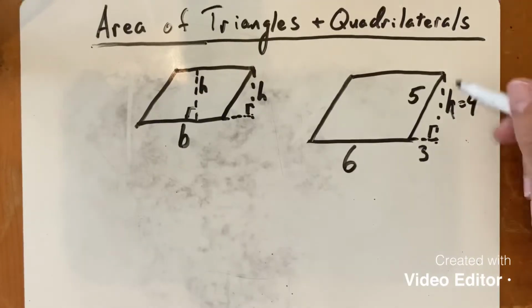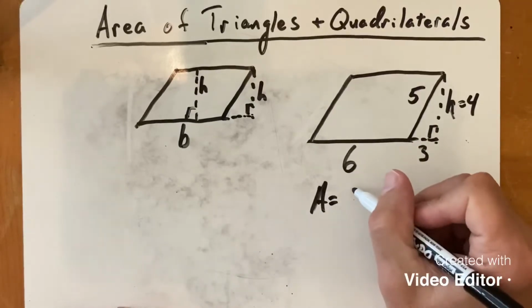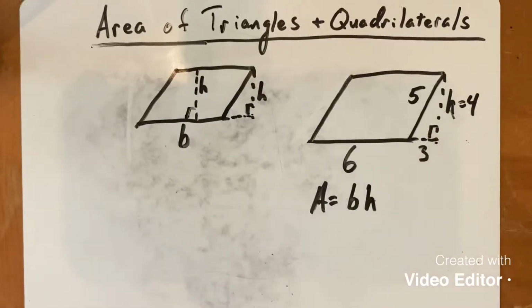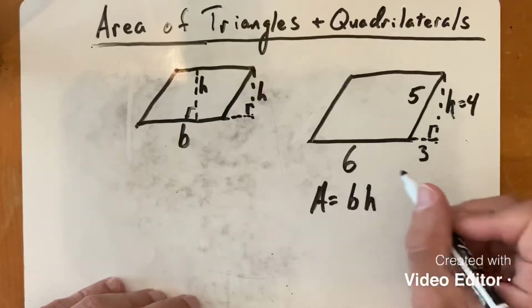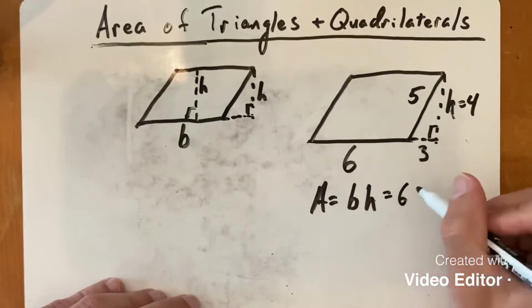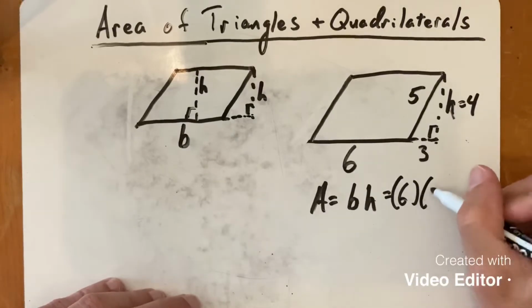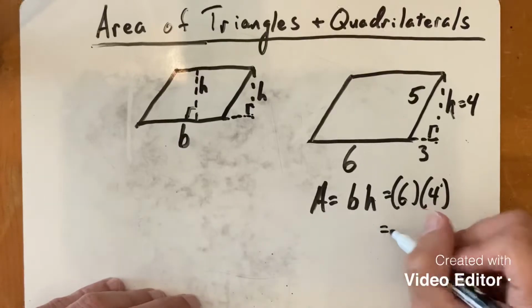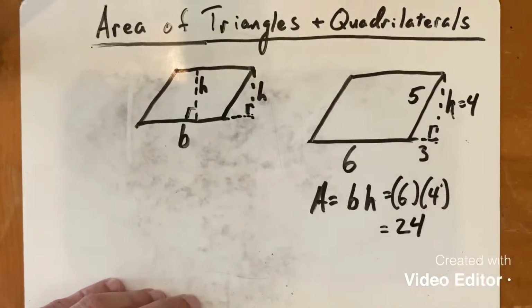All right, now I have my height, and I want to find the area of this quadrilateral, which is simply base times height. Okay, no 1/2 here, just base times height. If I plug in those values, the base in this case is equal to 6, and we just discovered that the height has a value of 4. So 6 times 4, the area of this parallelogram is equal to 24.